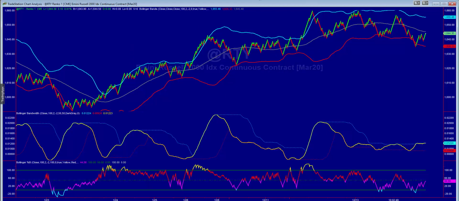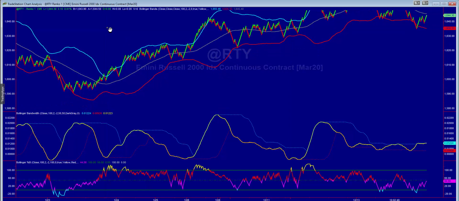Now let's just come with me here. What do you see here? A significant pinch in the Bollingers right here. Significant pinch. Provided that dramatic drop in the market. What do you see down here?